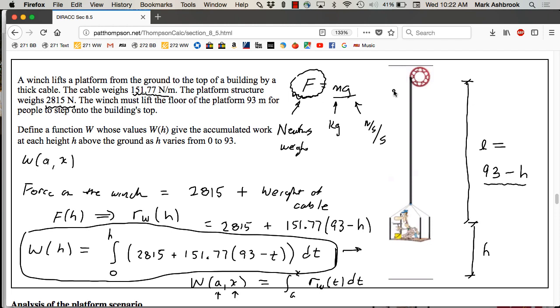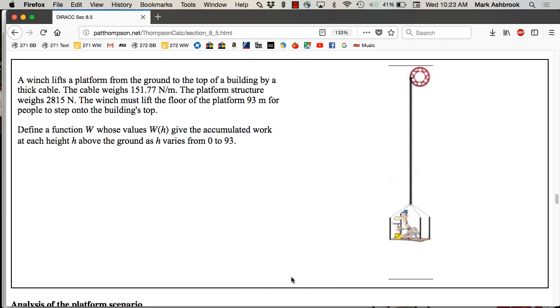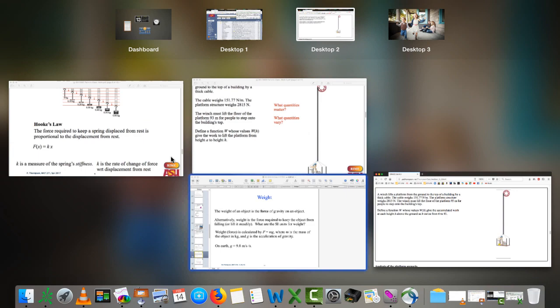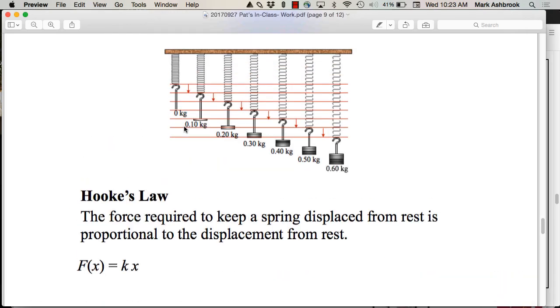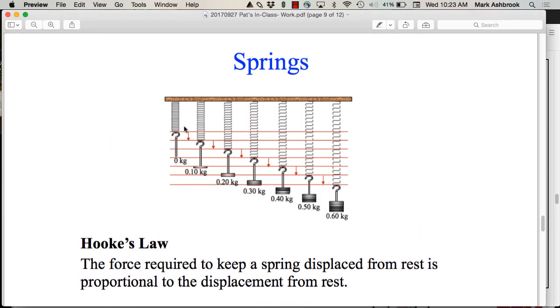Other questions? Okay, so let's look at springs. A little time left. Let's look at springs. Questions on this example? Okay, so springs.